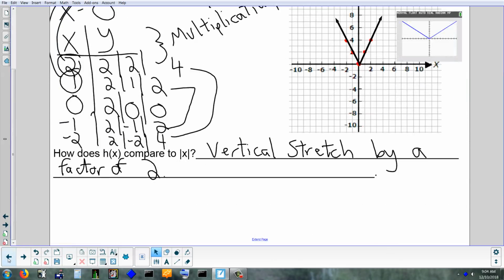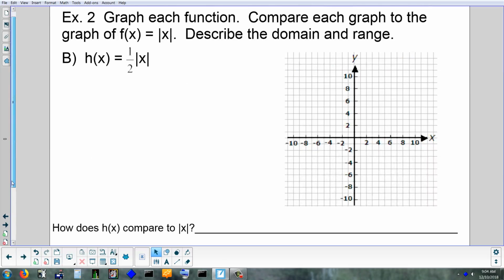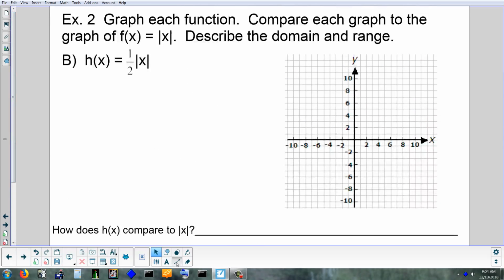And then for your range, what's the lowest that the graph goes on the y-axis? The lowest that it touches? 0, right? What letter do I have to use? y greater than or equal to 0. All right? Now this one.